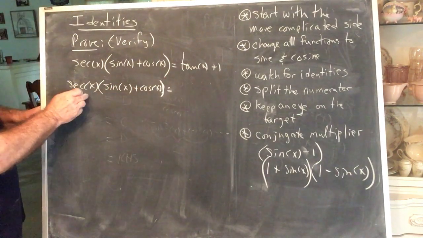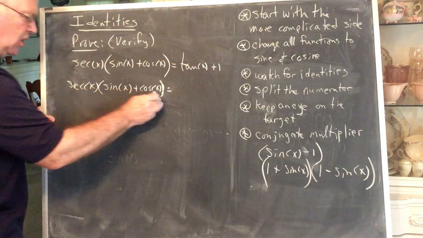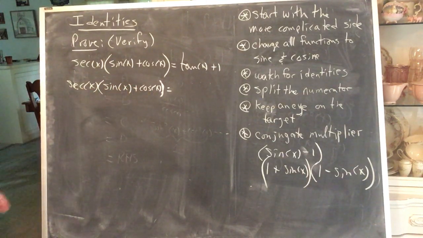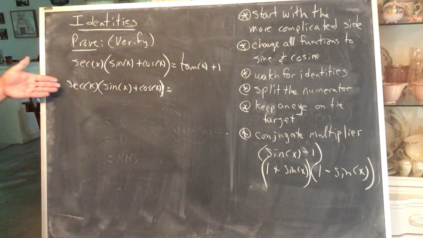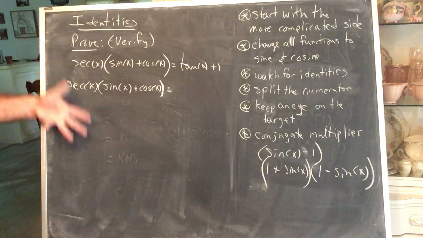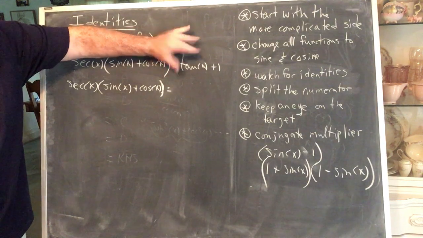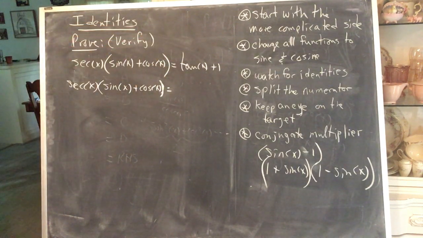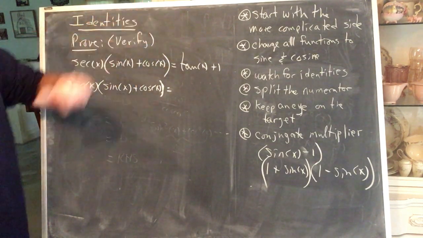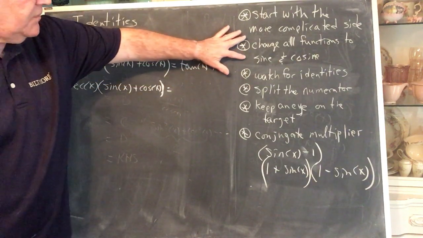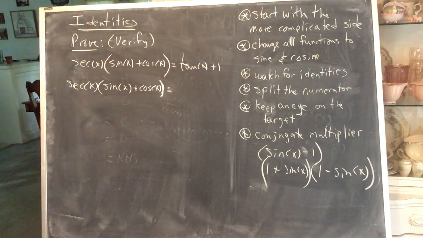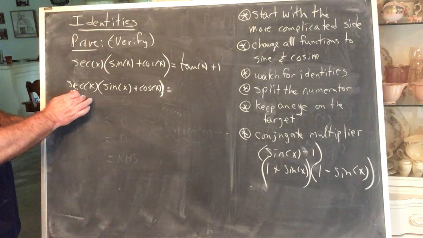So there's the left-hand side. I've started with what I believe is the more complicated side. Now you need to do something to this so that you can change it and somehow manipulate it so that it equals what we're trying to find, tangent. Well, what do we have on offer here? Look, we can change all the functions to sine and cosine. You'll be using that quite frequently.